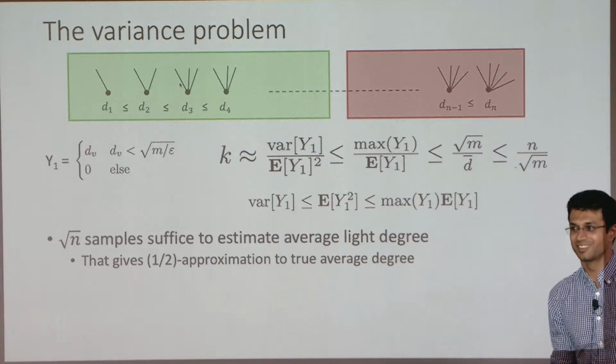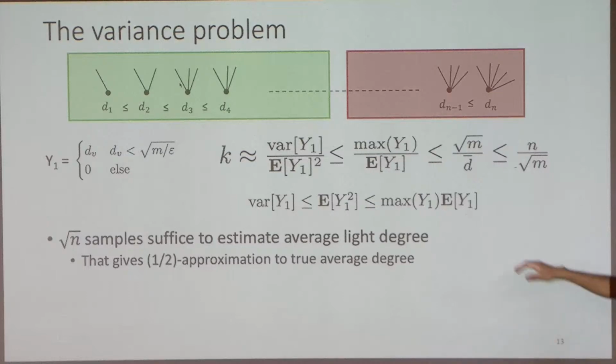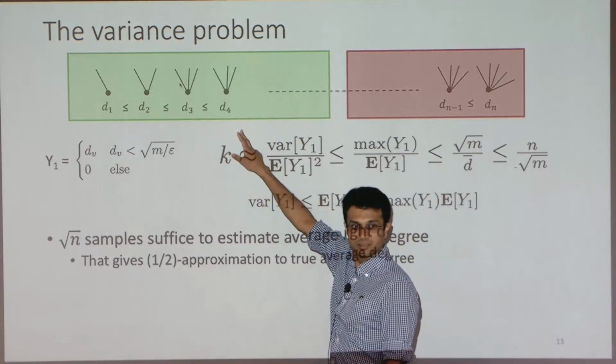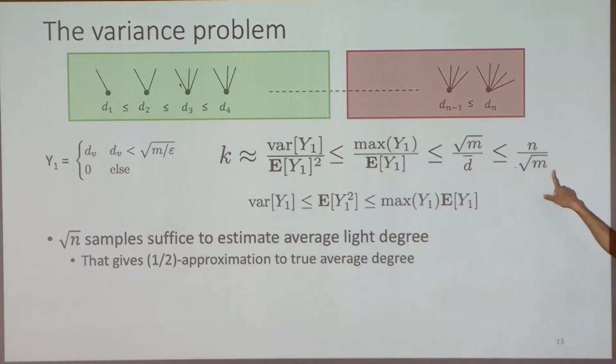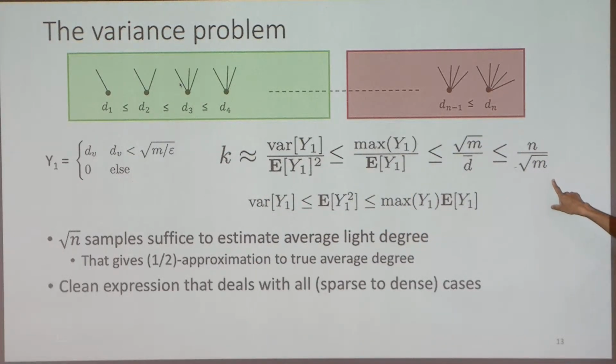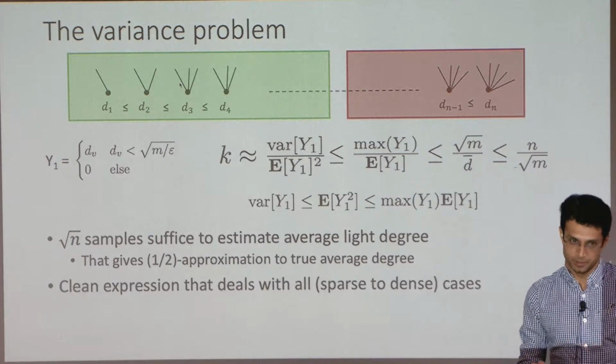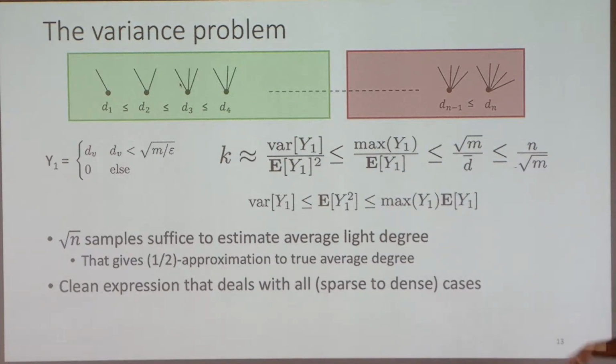Any other questions? Okay. So the average light degree is a half approximation and can be estimated with n divided by root m samples. The nice thing about this bound is it's a clean expression that deals with sparse, dense, all in one go. Like if m is n squared, then this is just constant. But you seem to be assuming m is at least n, here and in a couple of other places. Why do we make that assumption? Well, the thing is, it's tight. It's optimal, right? Because if you had lots of isolated vertices, then there's no way you could beat that bound.